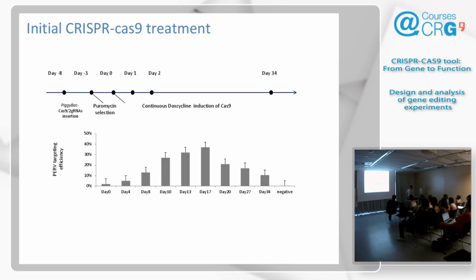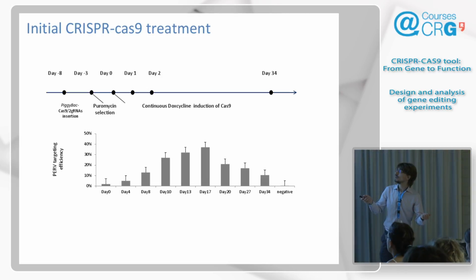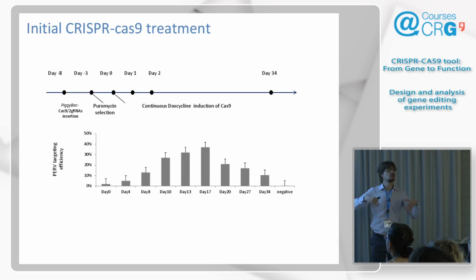And this is how the experiment went. We started by cloning our piggyBac with Cas9 with the two gRNAs. Just to remind, this piggyBac is a transposase that will insert randomly into the genome. So we transfected the cells with the piggyBac and started puromycin selection. This piggyBac contains a puromycin selection gene.